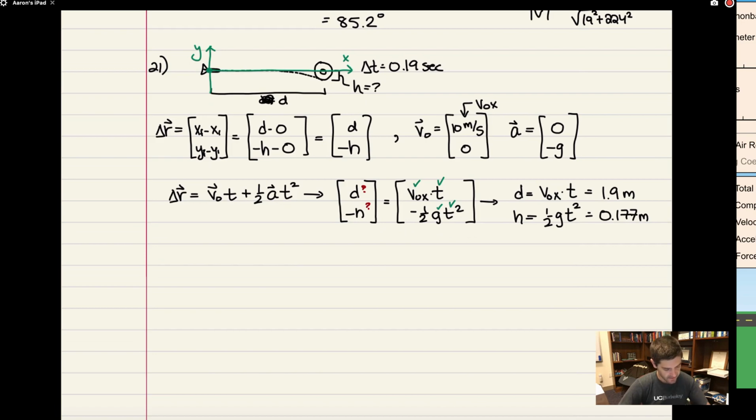So again, since I had put in this negative sign manually, I expected h to be a positive number. So if I asked how the vertical distance has changed, it's not plus 0.177 meters. Since I put the minus sign here, I would say that it fell down 0.177 meters.